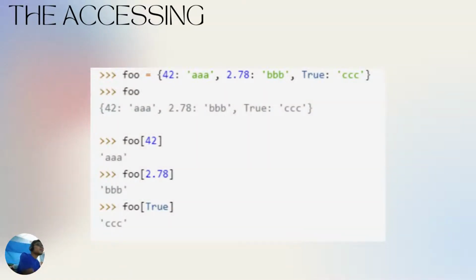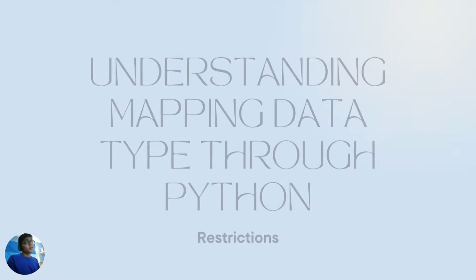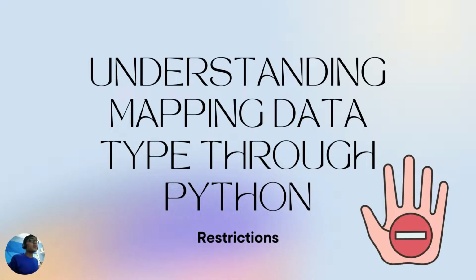So okay, now this is one thing, you just understand it. Usually what we do is for a key we use a string, but we can actually use a numerical value as a key also. This example is here to prove it. We are finally done with accessing the dictionaries part. Now there are certain restrictions.